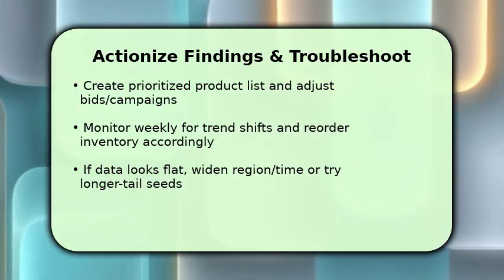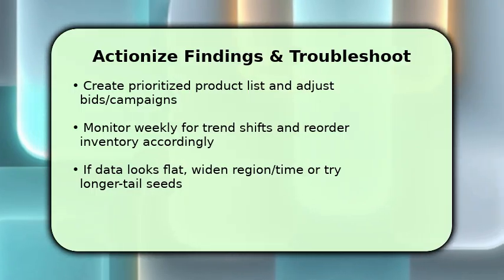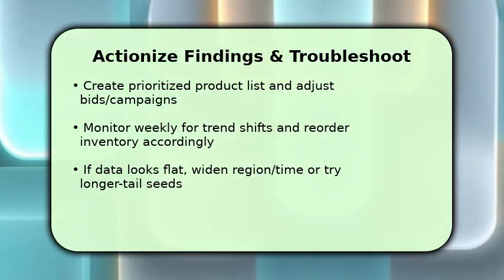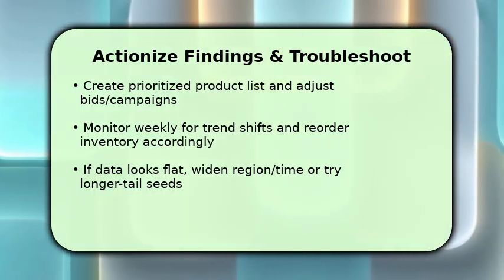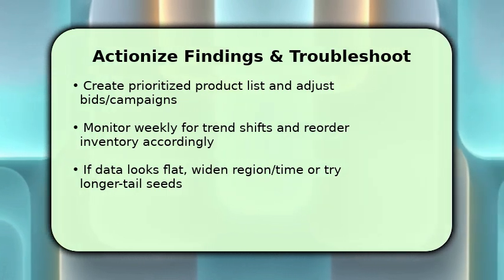If your trends data is flat or noisy, widen the region or extend the time window, and add longer tail or localized seed keywords to surface niche demand. This troubleshooting step usually reveals hidden momentum.